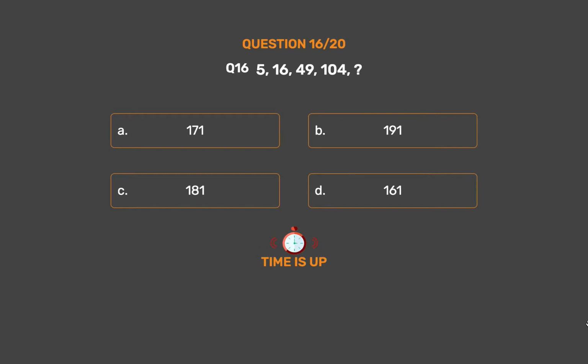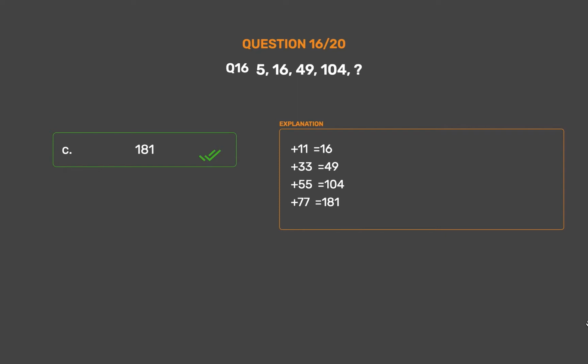The correct answer is Option C, 181. 5 plus 11 equals 16, plus 33 equals 49, plus 55 equals 104, plus 77 equals 181.